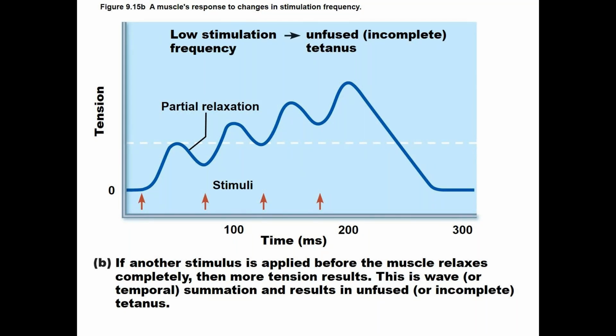So here we've got what's called unfused or incomplete tetanus. Because if we look at the wave of our myogram, there are peaks and valleys and peaks and valleys and peaks and valleys. It's not one solid, consistent curve all the way through. And with unfused tetany like this, this is good because it builds in relaxation periods. It builds in little rest periods. It's not something where we're going to work until failure.